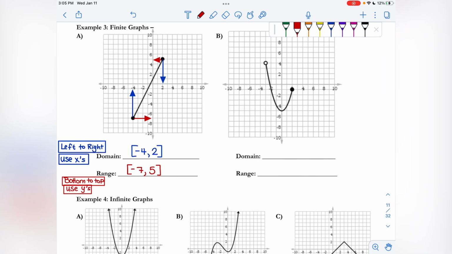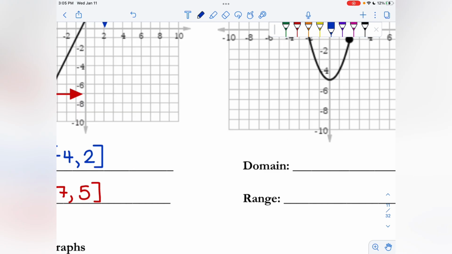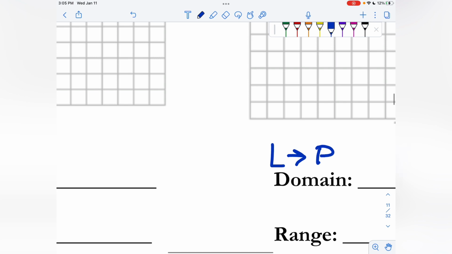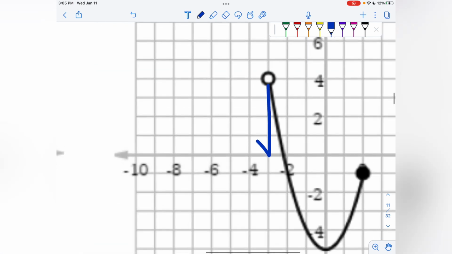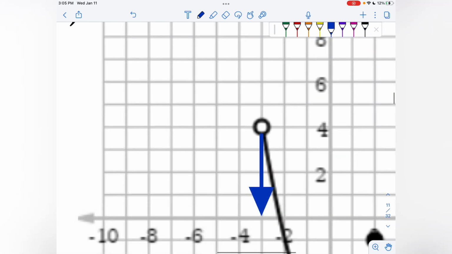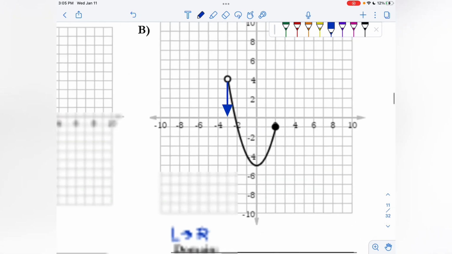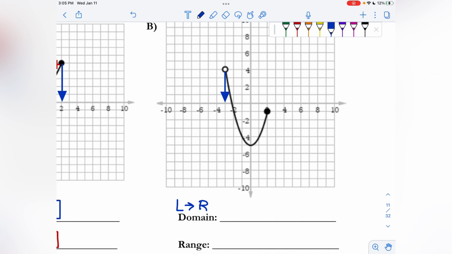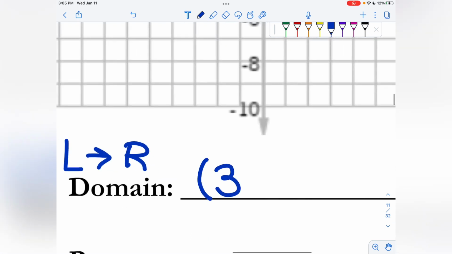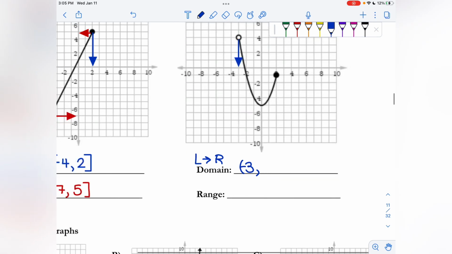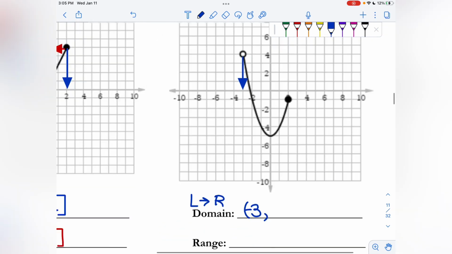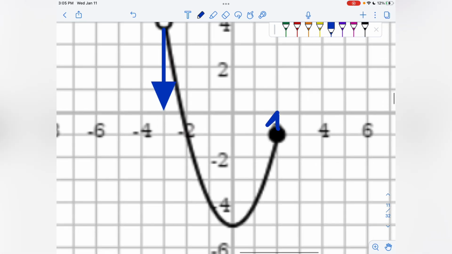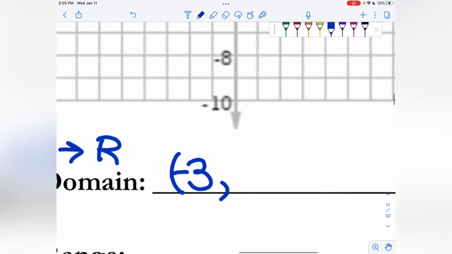Let's do that again. Okay, for letter B, domain from the left, we start here. What's the x value? It's -3, but be careful. This is an open circle. So that means it's not including the number -3, which means we put a parenthesis, and it's -3, not 3. It stops on the right here, which is the number +2, but this one's a filled in circle, so it gets a bracket.